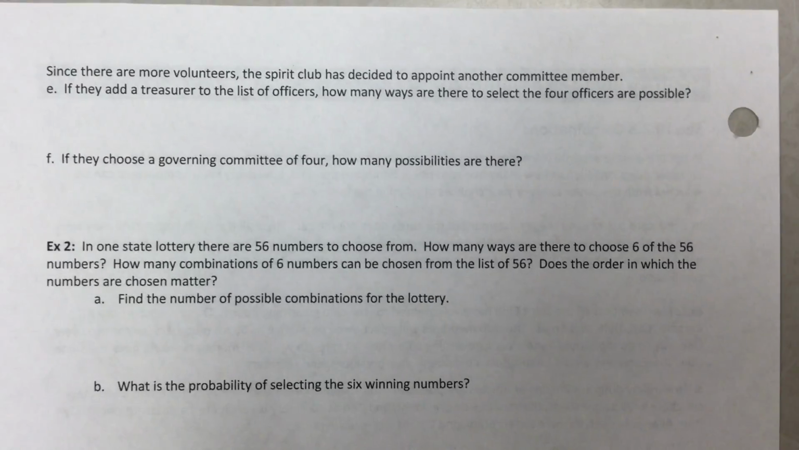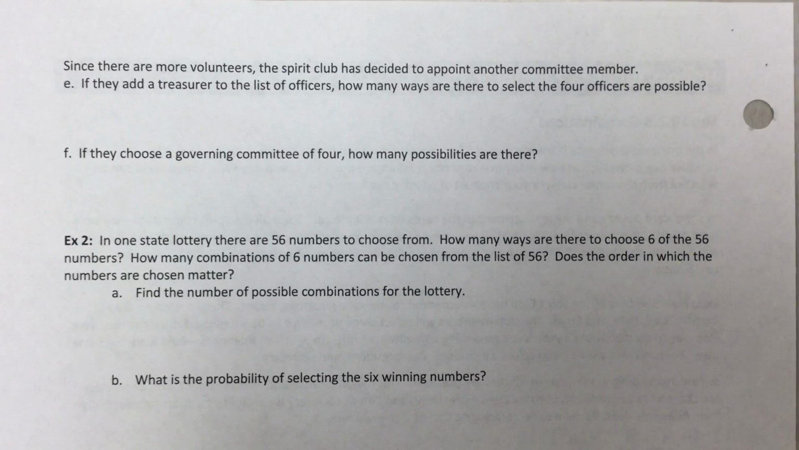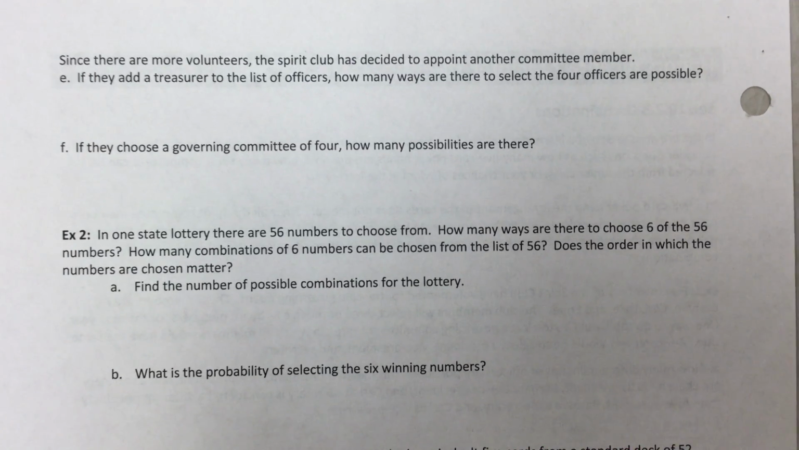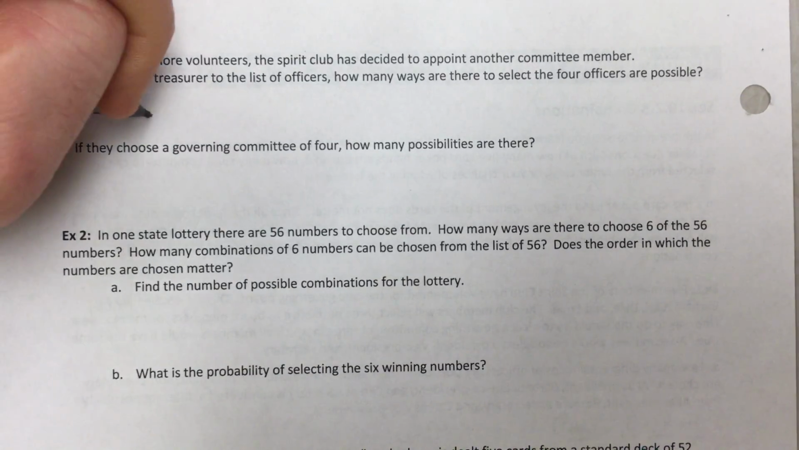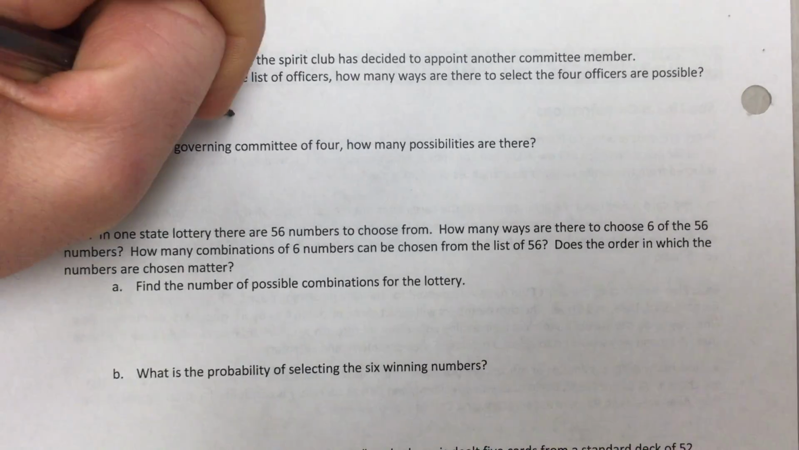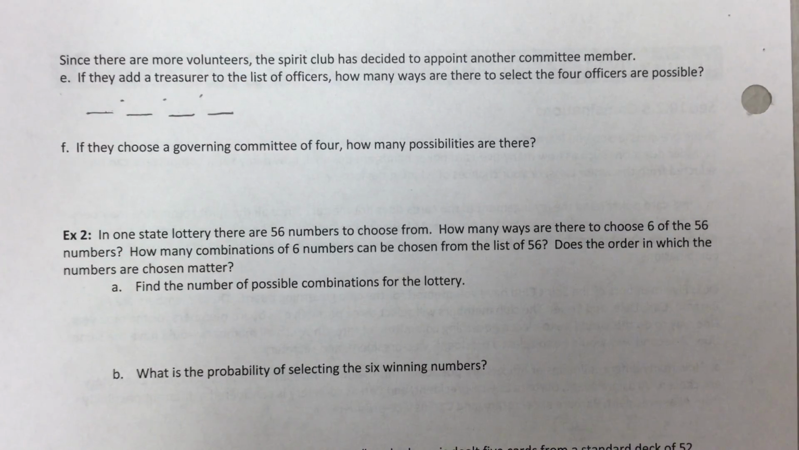Going to the next page. So since there are more volunteers, the Spirit Committee has decided to appoint another committee member. If they add a treasurer to the list, how many ways are there to select 4 officers now? So again, now we have 6 people with 4 offices, and we have 4 people to choose from when we're doing president, vice president, secretary, so therefore the order is mattering.